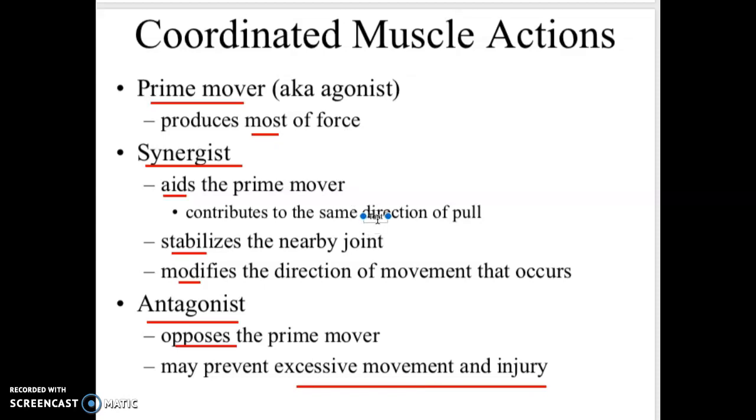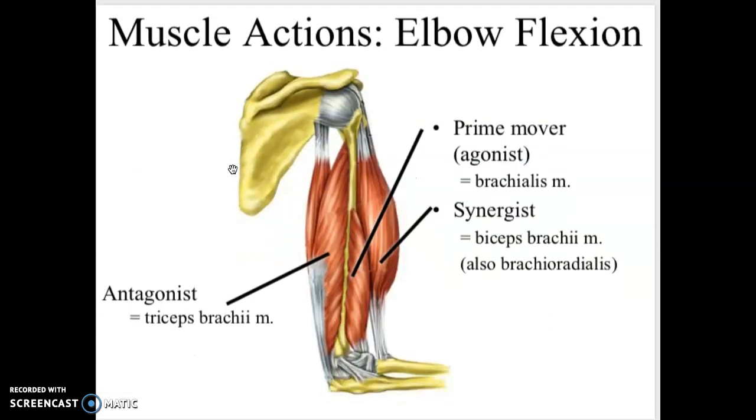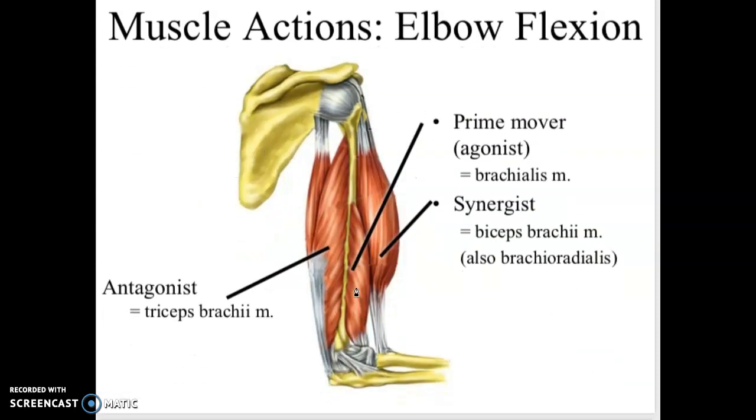So, for example, in elbow flexion, the prime mover is your brachialis muscle. The synergist that is helping is the biceps brachii. And the antagonist is your triceps brachii. And I have that example shown here. So you have prime mover, brachialis, synergist, biceps brachii, and antagonist as triceps brachii.